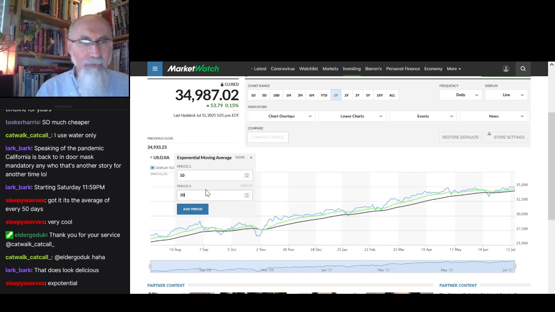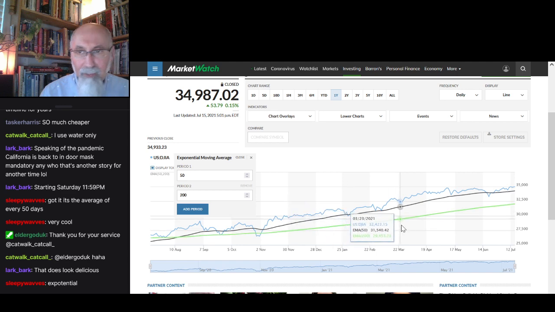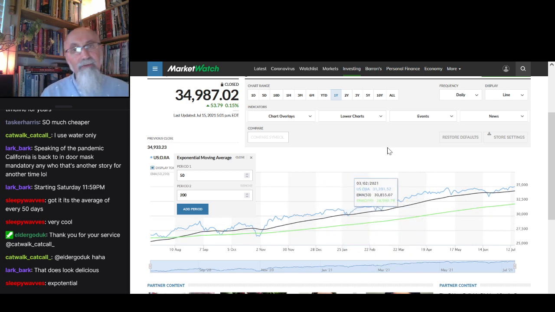But I don't want to look at the 20-day. I want to look at the 200-day. I changed the 20 to 200, and now you see another line here, the green line at the bottom. The 200-day moving average is lagging to a certain degree, and it's also giving you a serious support level, right? Where the support is.